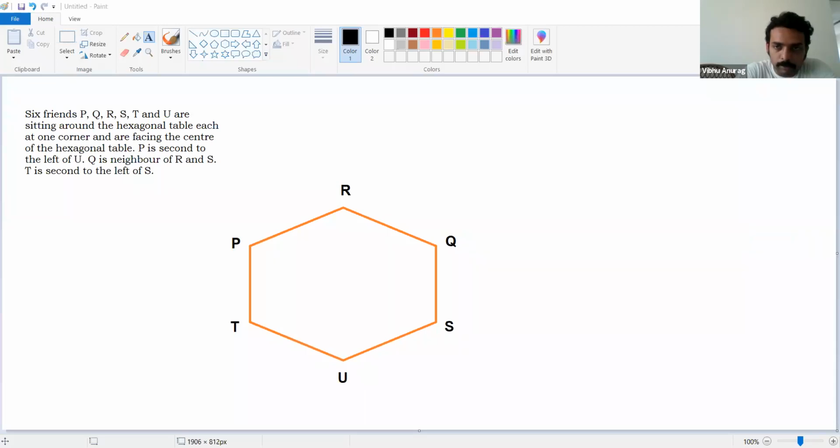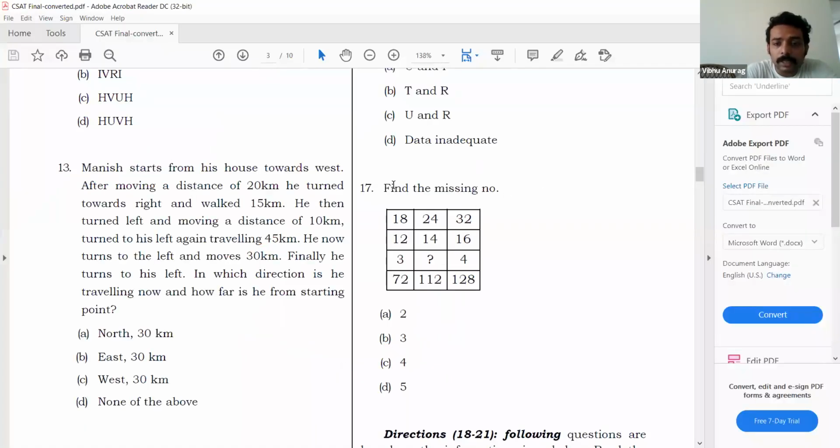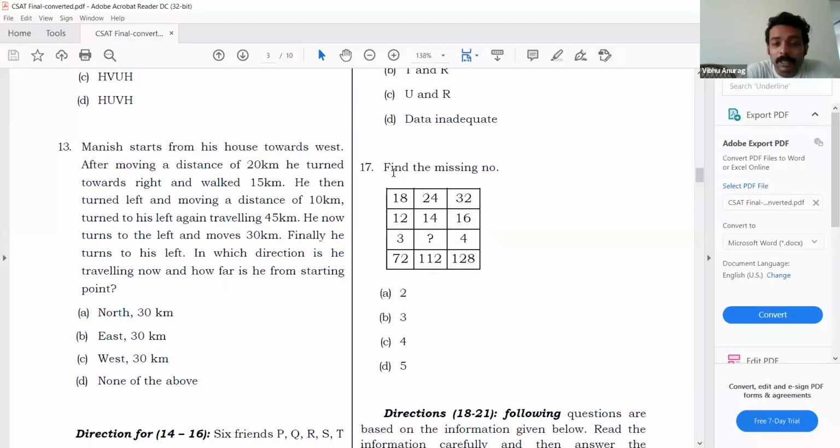So now we move on to question number 17. Let's go back to the PDF. Here you find the missing number. Now see here, as you can see, the numbers in the last row are very big compared to the other numbers. So it's probably columnar, yeah. So see, 18 into 4 is 72. And what is 4? 12 by 3. So I see that if I divide the middle 2 terms and multiply with the first term, I get the last term. Let me see if the same logic fits here.